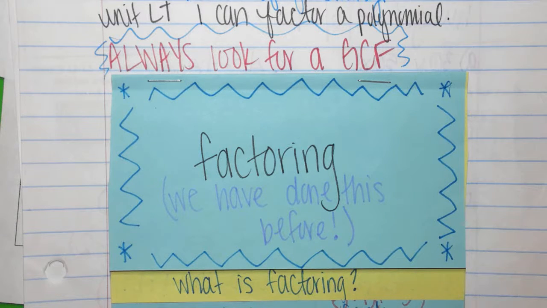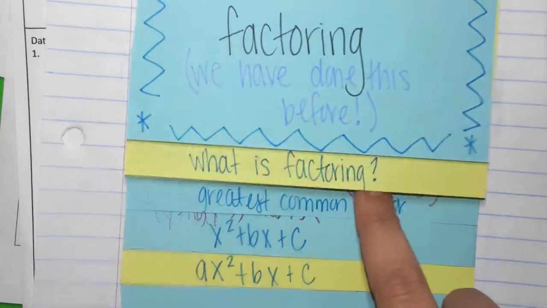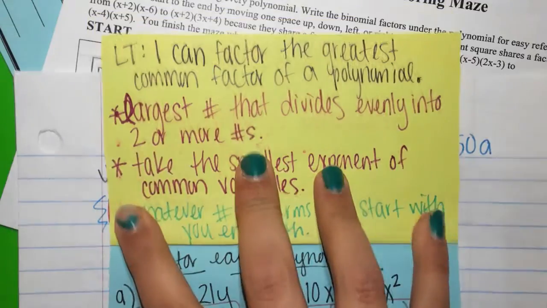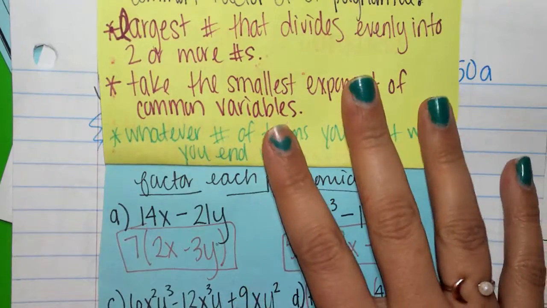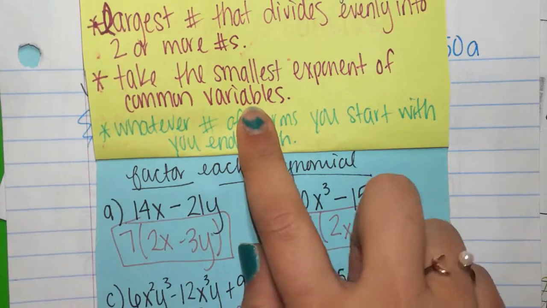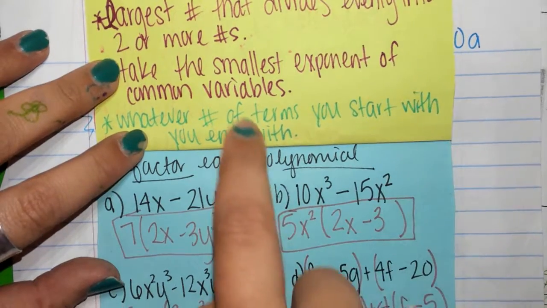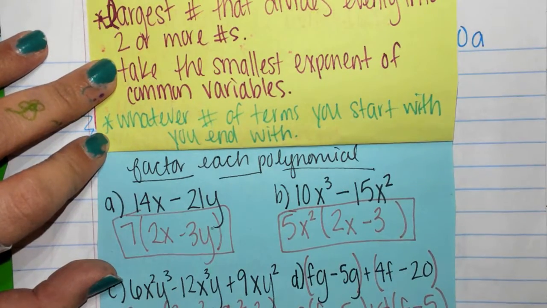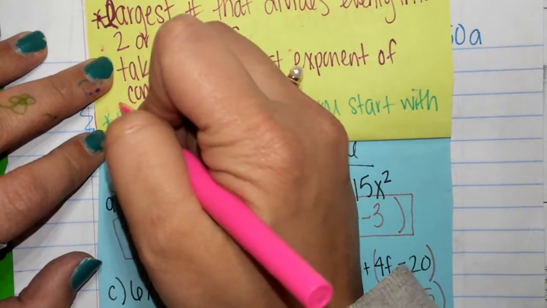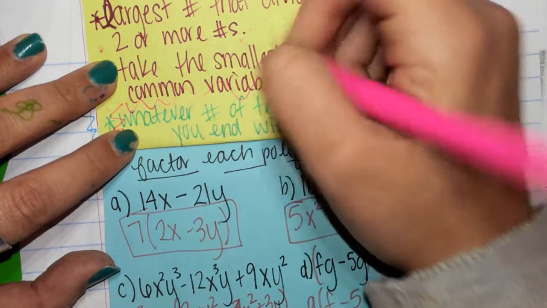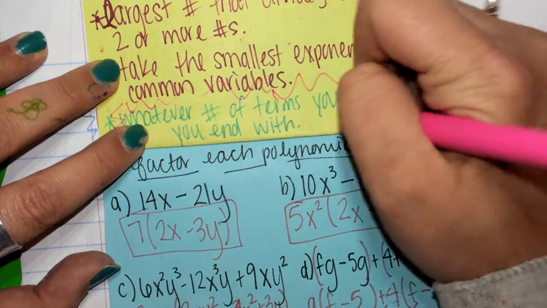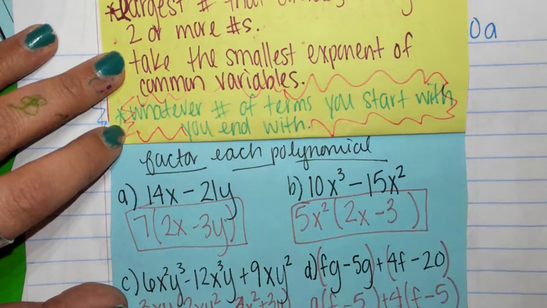Now open your foldable to GCF. Greatest common factor. Okay, now we wrote that it's the largest number that divides evenly into two or more numbers. You take the smallest exponent of common variables, and whatever number of terms you start with, you end with. We wrote that in a different color because it's very important. I want you to squiggle that, star it, write a bomb beside it, something so that you know it is very, very, very important.